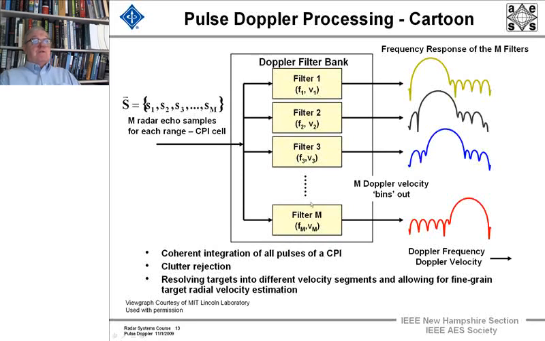Now, this number of filters could be very large. It could be 1024 in airborne radar sometimes, or 512, 16, 32. And then we can do clutter rejection and resolve the targets into different velocity segments, allowing for fine-grained target radial velocity estimation. This is generally what we would like to do.